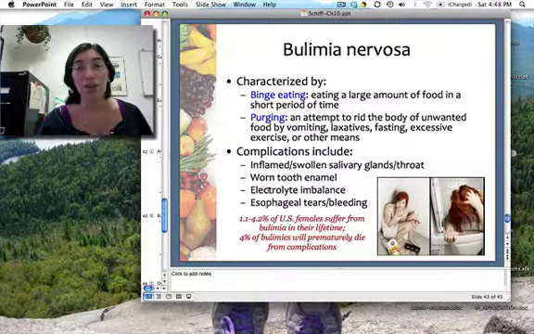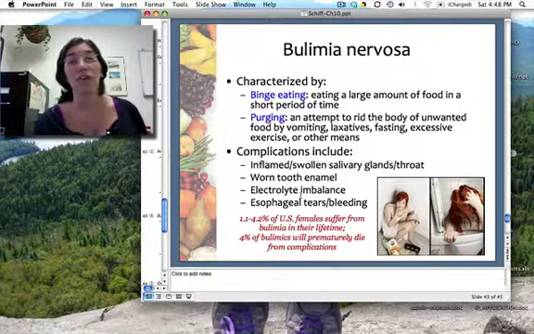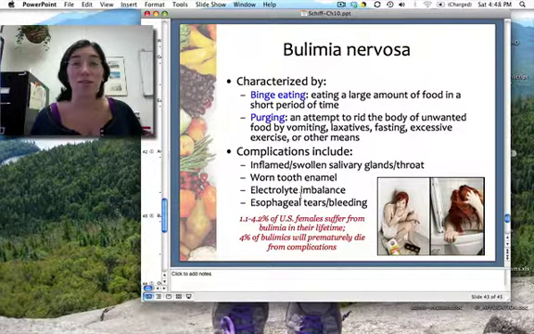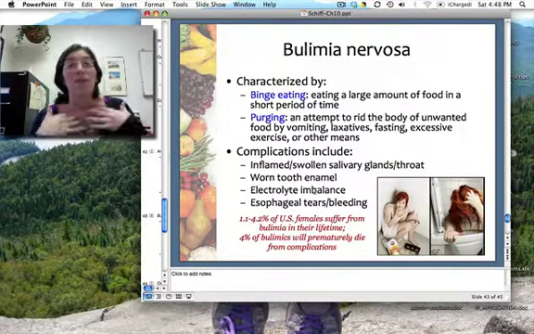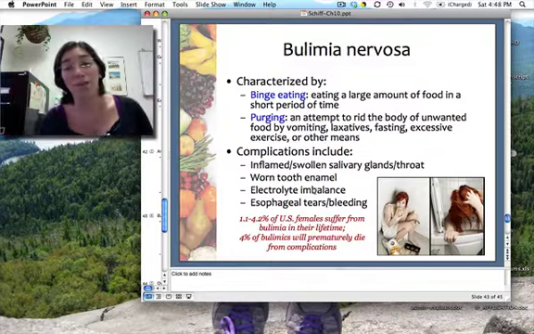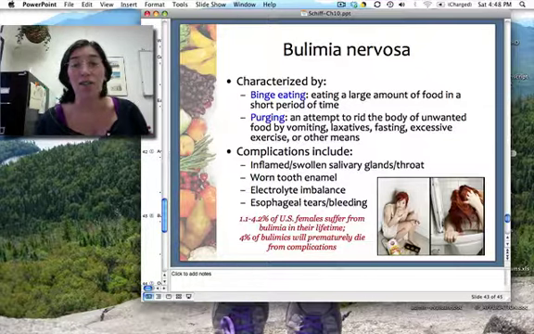Just like with anorexia, you can have electrolyte imbalance. With anorexia, it's usually because of not taking in enough of the electrolytes or diluting them by taking in too much water and not enough food. Whereas in bulimia, electrolyte imbalance often is from the excessive vomiting or diarrhea from laxative abuse, which can be deadly, can stop your heart. Esophageal tears that can be very serious from repeated vomiting.